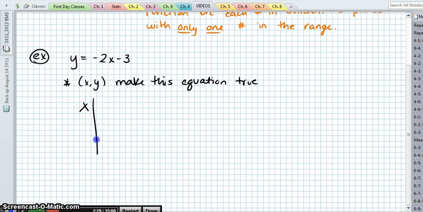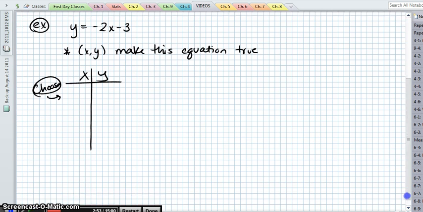So let's go ahead and make our table of values, x and y. Remember, you can choose whatever you'd like to put in for x and then solve for y. So what numbers would you like to choose? Well, usually I like to stick around the origin. Maybe a couple of negative numbers, maybe 0. That's always really great to work with. Maybe 1, 2, 3. So it all depends.